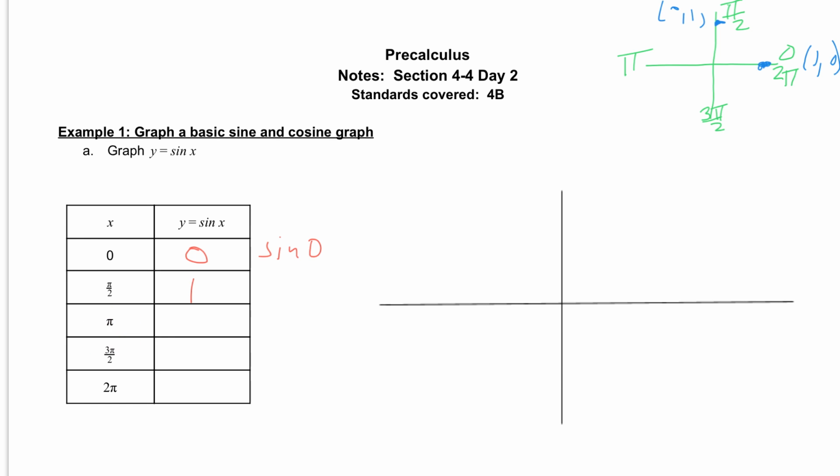If we go and plug in pi, so we would be taking the sine of pi. Well, the sine of pi is going to be over here. This is your point -1, 0. So the sine would be 0. If we're looking at 3 pi over 2, 3 pi over 2 is down here. So this point that we would have is the point 0, -1. And our sine function there would be -1. And then we're looking at 2 pi. So if we go all the way back around to 2 pi, our sine is going to be once again 0.